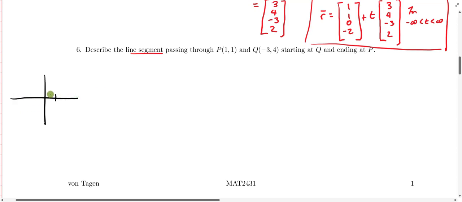We would have the first point right here, P, is the ordered pair (1, 1), and the point Q, which is the ordered pair (-1, 3), and I guess we have to go up 1, 2, 3, 4. So there's the point Q there. And we want to find the line segment that takes us from point Q to point P.